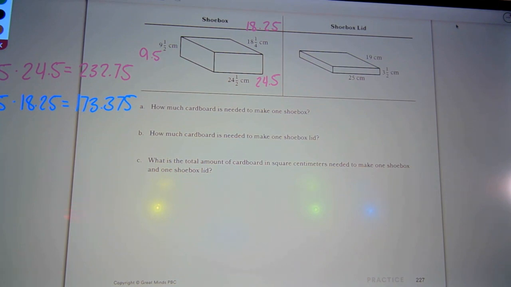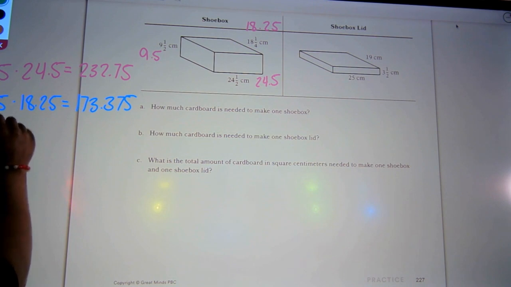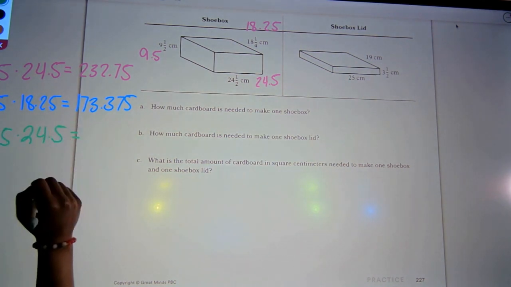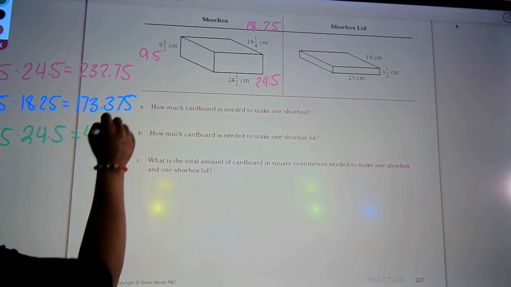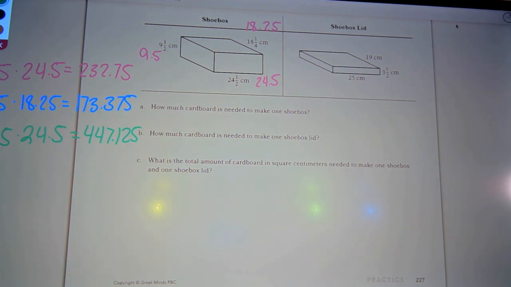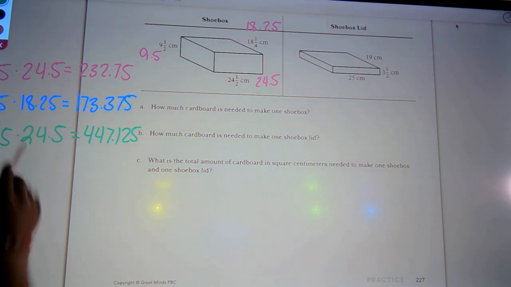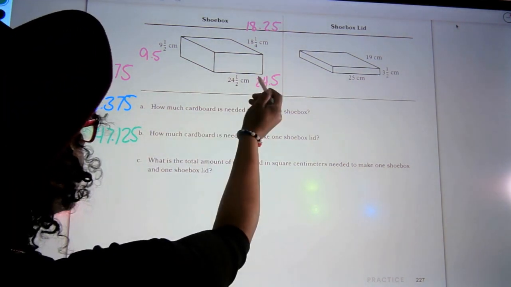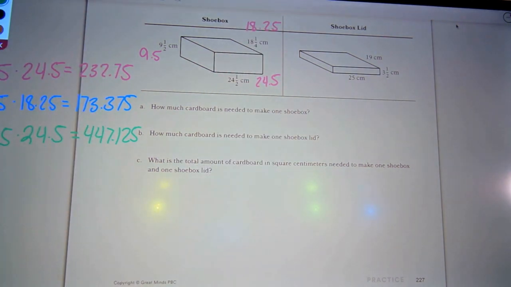Let's see. The next numbers that we need to multiply will be 18.25 and 24.5. Those are going to give us 447 and 125 thousandths. All right, so from here, we know that this shoebox does not have a lid. It doesn't have a top. So that means that this bottom portion, which represents this side by that long side, our base, will not be multiplied twice. However, the pink and the blue, which represent the sides of the shoebox, those will be multiplied twice. So when we multiply them twice, for the first one, let's get the pink.